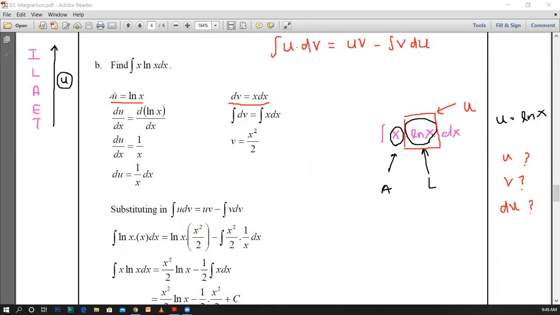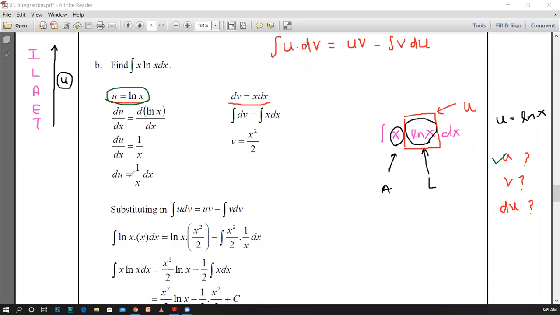So far we have identified the value for u, and now we need to identify the values for v and du. To identify du, you can differentiate this function with respect to x. Then du over dx would be d over dx of ln x. The derivative of ln x with respect to x is 1 over x. Therefore, du over dx equals 1 over x.